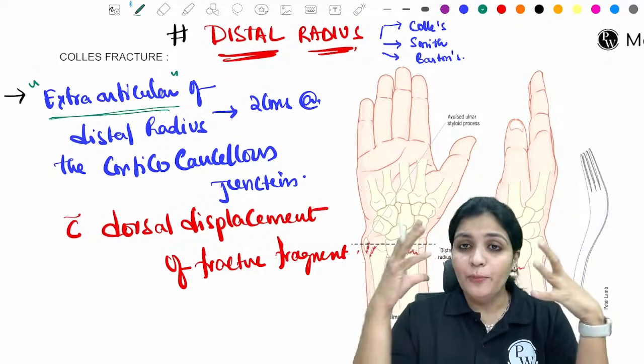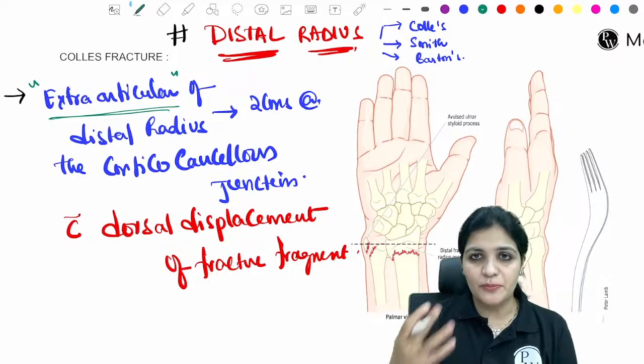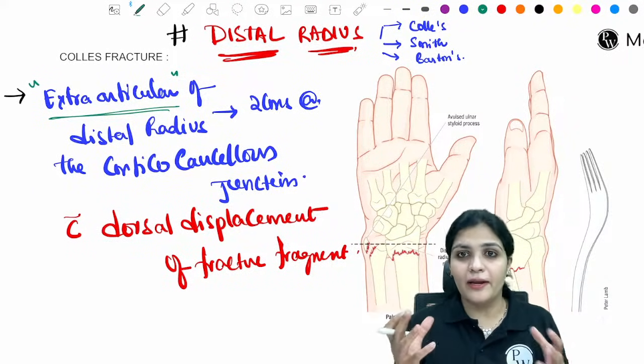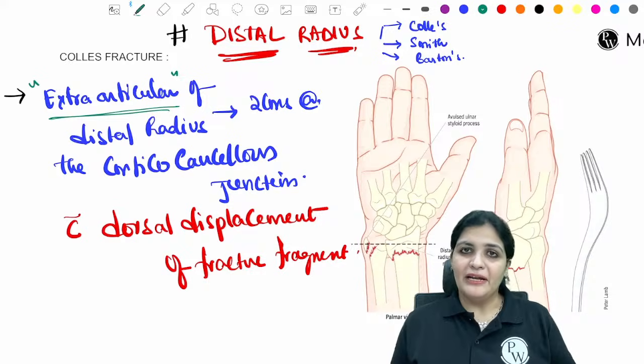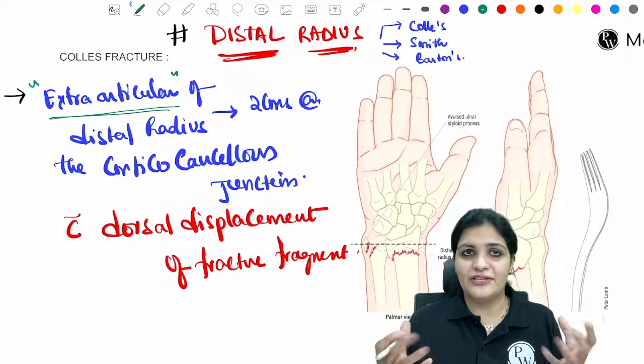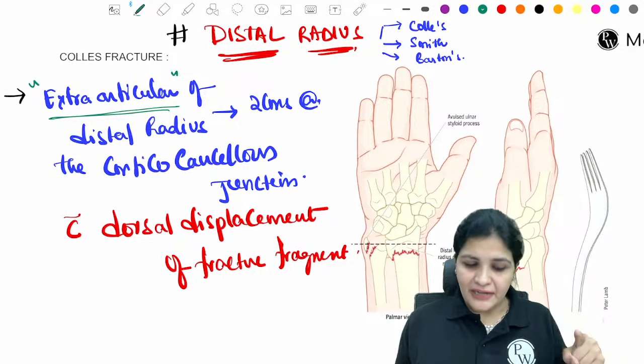So the movements have to come out. When you operate on it, the movements have to be perfect. So whenever the joint is involved, we are a little bit worried about the movements post-operatively. But if it is extra articular, we are a little safe and the outcome is good in extra articular fractures. So this is an extra articular fracture.